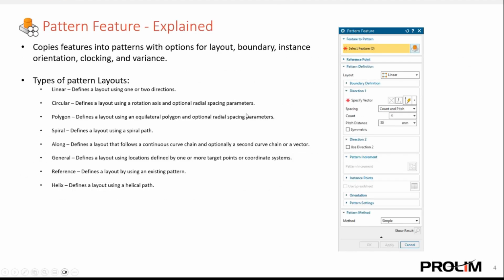So now let's explore what the pattern feature does. It allows you to copy features into patterns with control over your layout types, like linear, circular, polygon, spiral, and more, and your boundary definitions, which are face, curve, and exclude options. I'll be showing how to use those in the demo portion. You may also use spreadsheets to place your pattern or even increment certain parameters as they get patterned. Each layout serves specific needs, whether it's a simple linear pattern or a complex helical path.